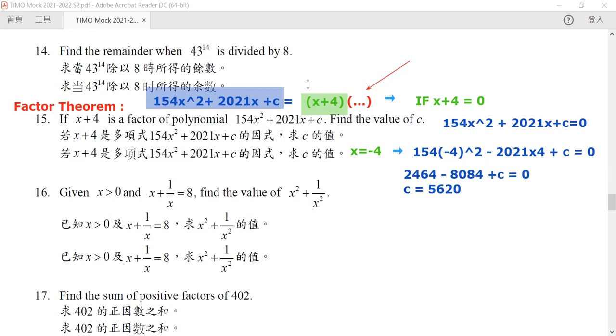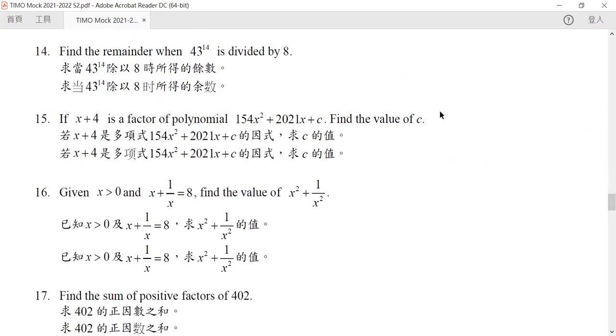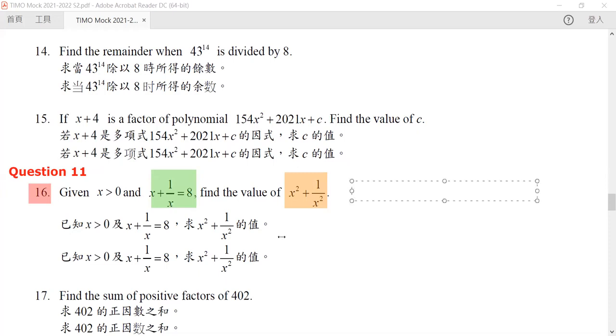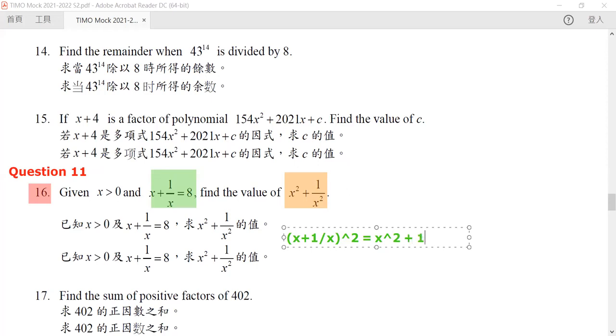Now question 16 is very close to our question 11. So please compare these two questions if you would like to have a deeper insight into them. Again, we have something which is of first order, and what we want is something of second order. So again, we apply our trick: we simply square them. So after we square them, what do we get? We get x squared plus 1 over x squared.